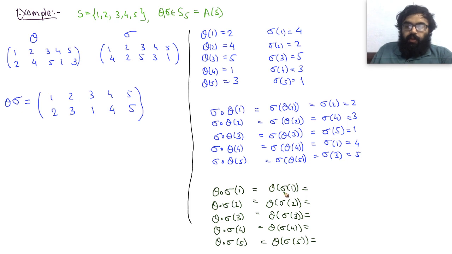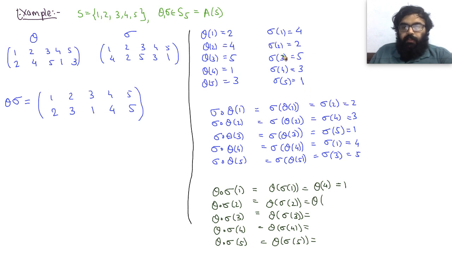So theta of sigma of 1. This is theta composition sigma, so first we read sigma. Sigma of 1 is 4. So theta as it is, and sigma of 1 is 4. Now we read theta. What is theta of 4? Theta of 4 is 1. So this is 1.